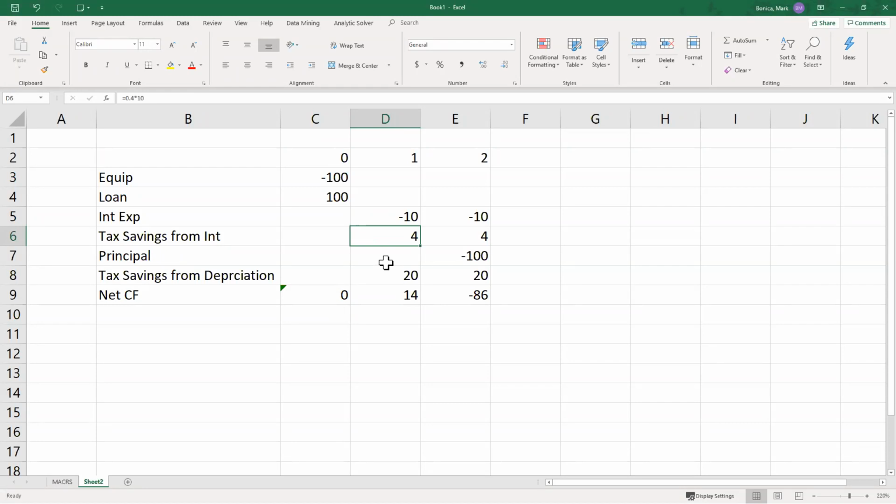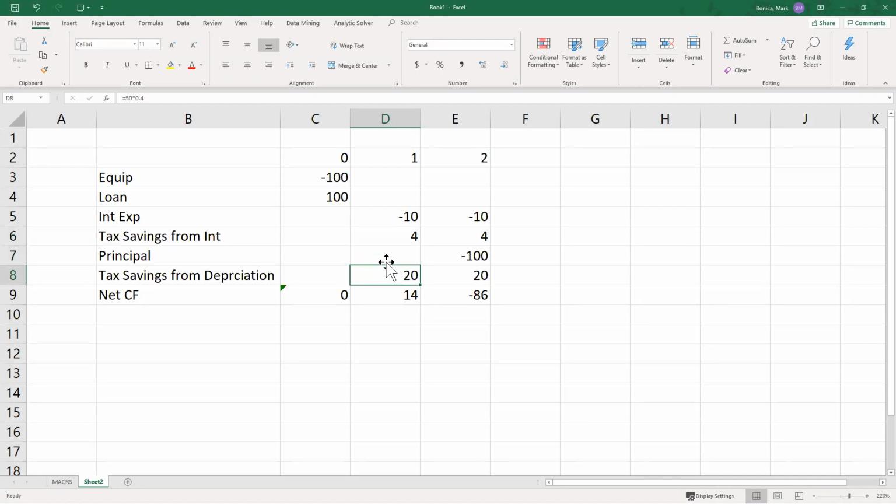To calculate any tax savings, all you do is take the expense times the tax rate. In this case, there's an interest expense. We multiply the interest expense times the tax rate. It was a $10,000 expense, so we get a $4,000 savings.